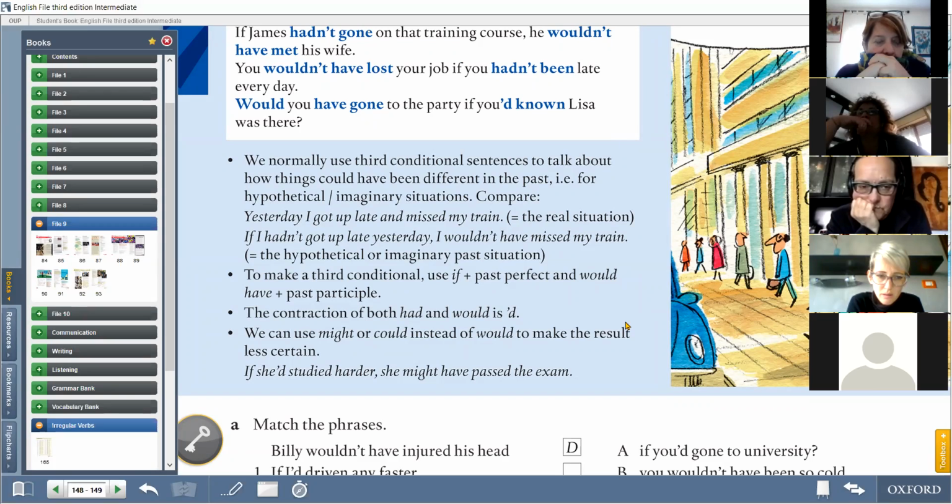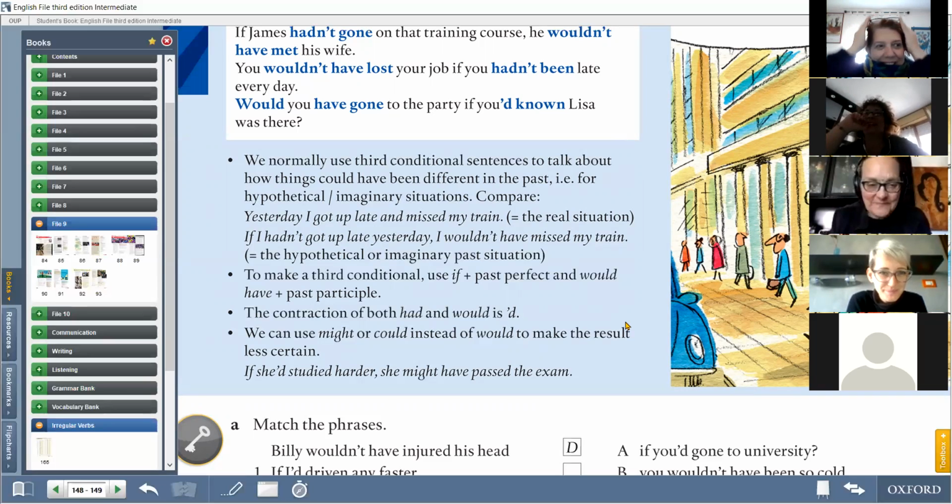The contraction of both had and would is, come si dice apostrofo? Apostrophe d. And this is another problem because you always see the 'd, but in one case it is had and in another case it is would. But it's always 'd. Però può essere anche una facilità, perché tu non sbagli sicuro. Yes, of course.